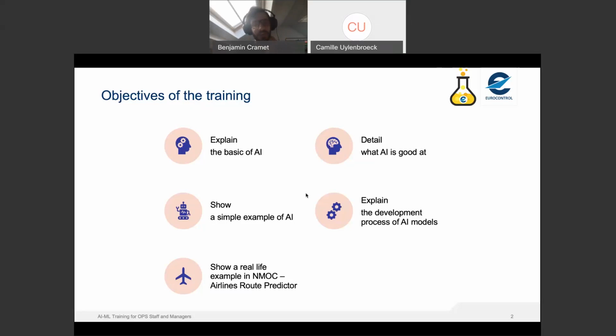And then Camille will explain to you a real project, so hands-on, really a project that we had in Eurocontrol in NM for NMOC. It's an airline route predictor, and she will explain to you how the software was developed, the journey, what were the steps and the path that we took to produce that piece of software.